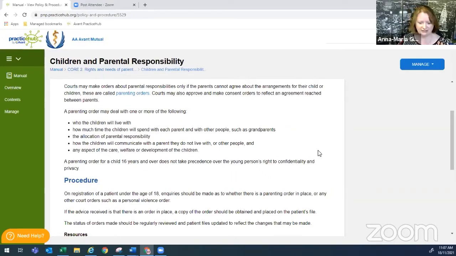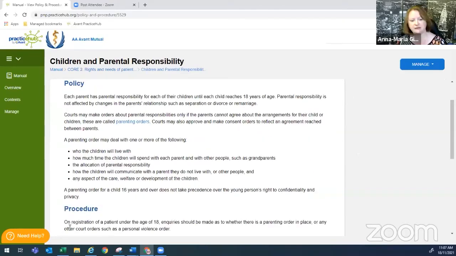So I have a question here. If no parenting order exists, is a child over 16 years of age's right to confidentiality and privacy upheld? So I think in the policy here we do mention this, and I think this is again really important to note: a parenting order for a child 16 years and over does not take precedence over the young person's right to confidentiality and privacy as well.